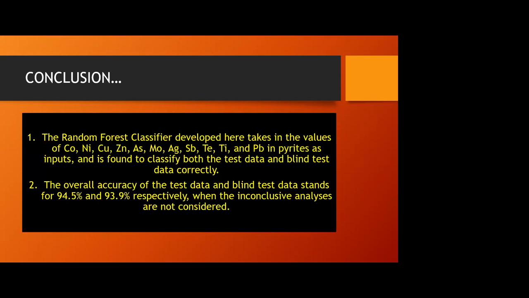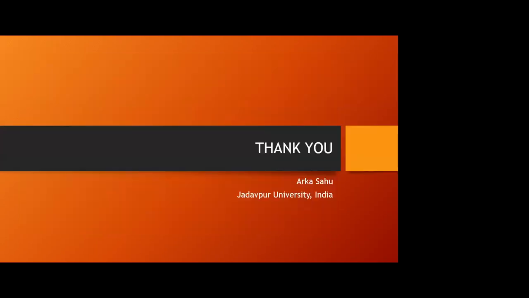So these were the trace elements that they took into consideration: cobalt, nickel, copper, zinc, arsenic, and so forth. One more thing that they did was, apart from these sources, if the pyrite came from some other sources like barren sources or barren pyrites, they made a provision for that also, so that in case the source was not one of these, those pyrites were also separated. And that is all for this paper.